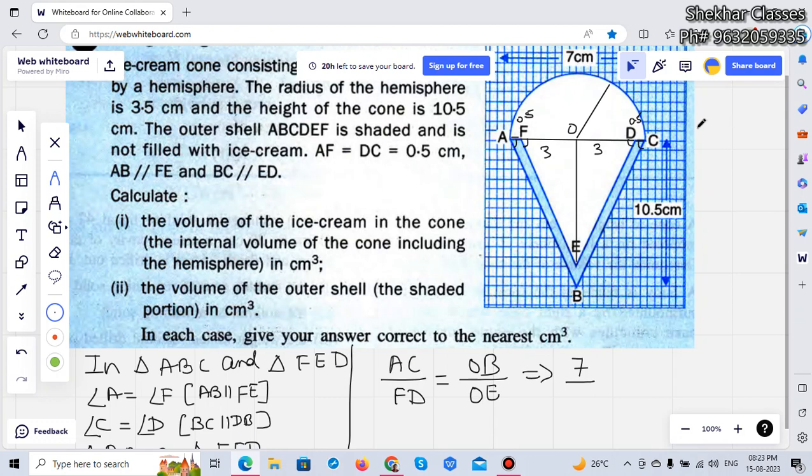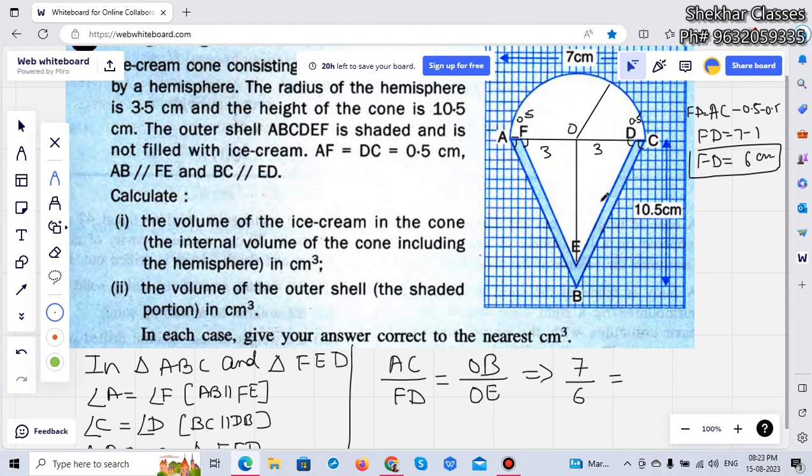We know that AC is 7 centimeter, minus 0.5 and minus 0.5 will give you FD, right? So FD is how much? AC is 7 minus 1, so FD is 6 centimeter. From the total, we have to subtract this 0.5 and 0.5, right? So we can write here 6.